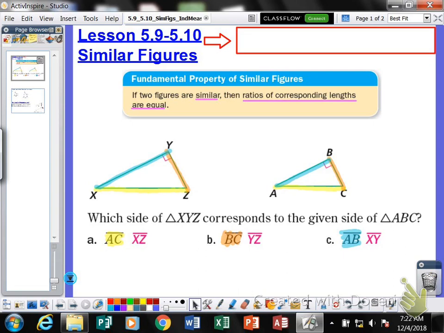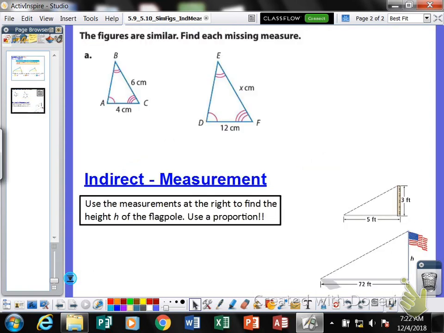Those are the sides that correspond to one another. They are not the same side lengths. They're similar. Similar doesn't mean they are equal, it just means they are similar. So the figures are similar.